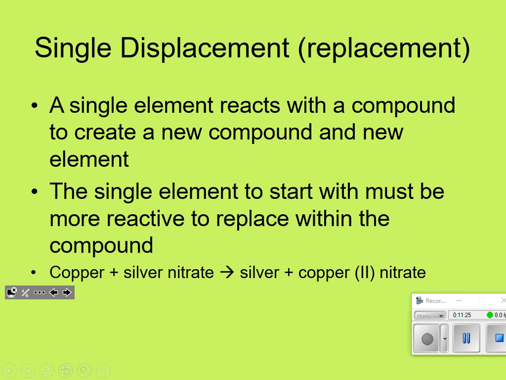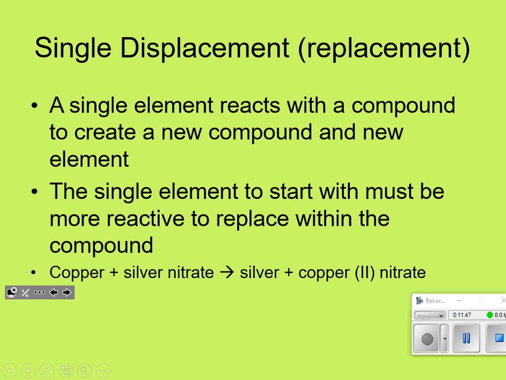Now, products. Silver, lone element, must be a metal. Copper 2 nitrate. What's the formula for copper 2 nitrate? It's not CuNO3, it's Cu(NO3)2. Which means now we don't have our equation balanced anymore.